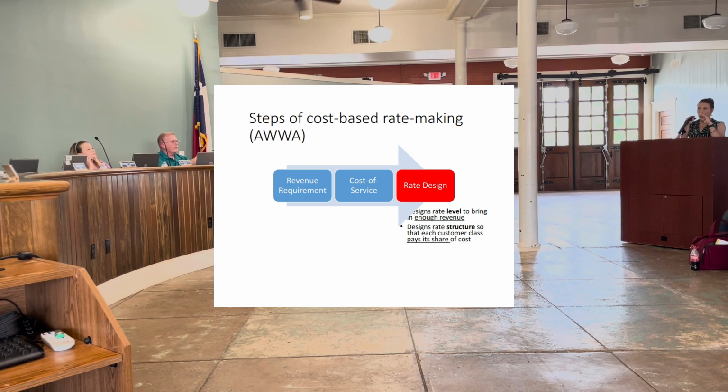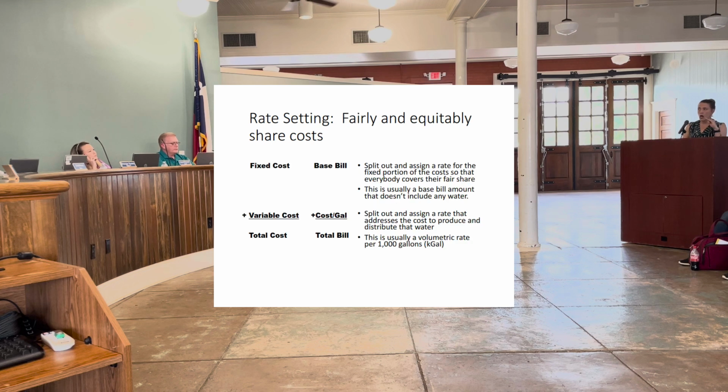So let's say we talked about our fixed costs and our variable costs. When we talk about fixed costs, the majority of peer cities that we looked at have a base bill that does not include any water. Currently, our base bill, you get 2,000 gallons of water, we call that free. You say we're paying you for that 2,000 gallons of water, right? Most of the peer cities that we looked at, there is not an included amount.